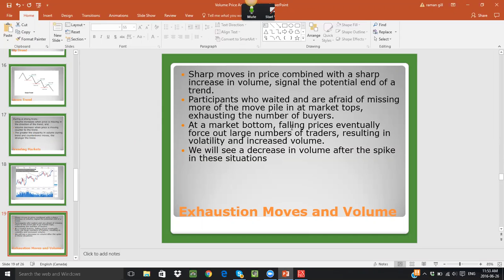It's just the last few sellers who stayed out of the market, and finally they decide, okay, it's time to sell, but the market starts to turn around at that point. And normally a decrease in volume will show that. So if you see the price is going down, but the volume is not increasing to the downside, it's a good time to go in the other direction.